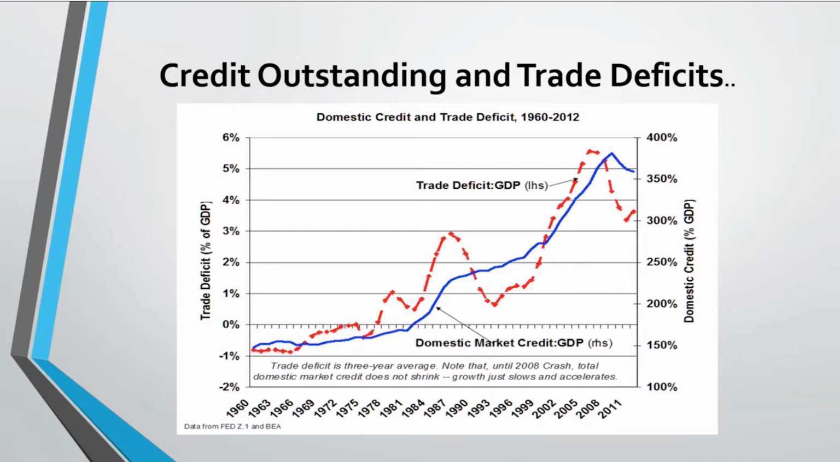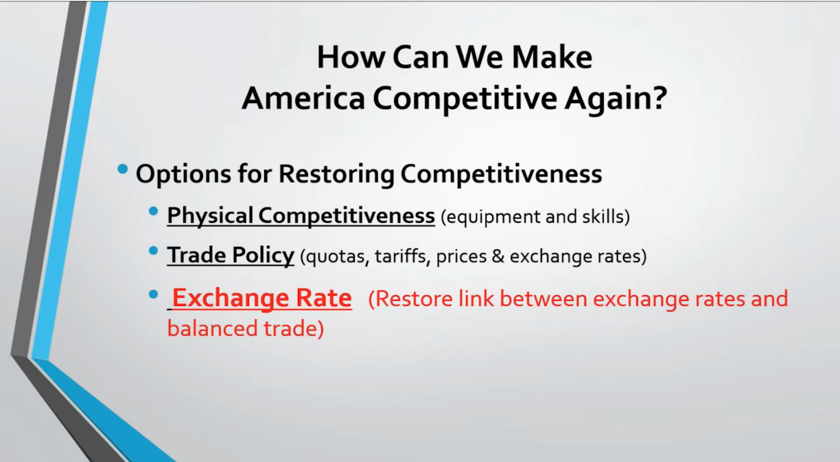Okay, now, how do we bring about the change that's needed to align exchange rates with balanced trade? We need to become competitive again so that our imports match our exports and vice versa. Three basic ways, and if anybody can think of any others, I'll be glad to hear about it, but three basic ways. We can become physically more competitive. We can implement trade policy reforms such as quotas, tariffs, exchange rate changes, and things like countervailing duties, anti-dumping duties. And the third way is to actually fix the exchange rate. And I have that in red because that's the most important.